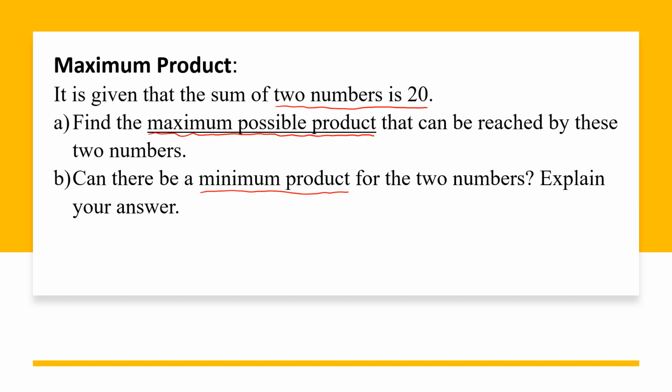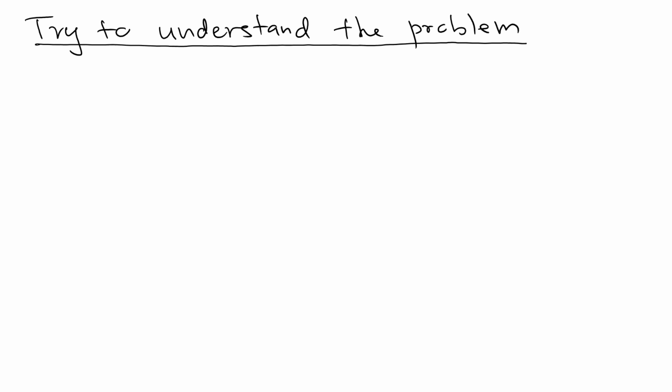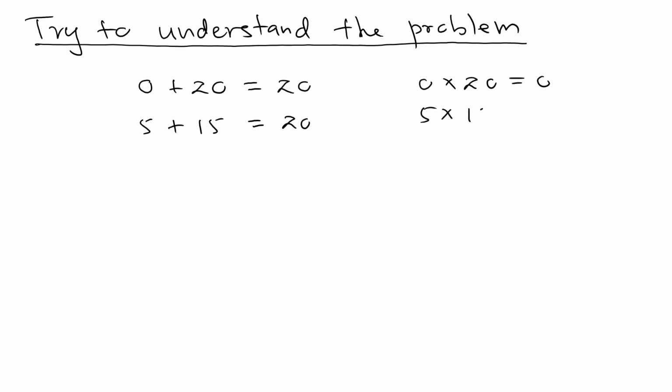What we're going to do is select some numbers and see what happens. Because we know that the sum has to be 20, let's pick 0 and 20. These two numbers add up to 20, but when you multiply them, you get 0. Let's try another pair: how about 5 and 15? This also adds up to 20, but when you multiply the two numbers, you get 75.